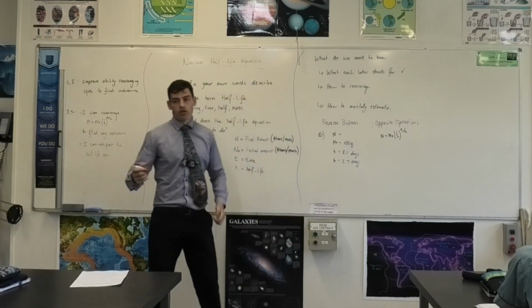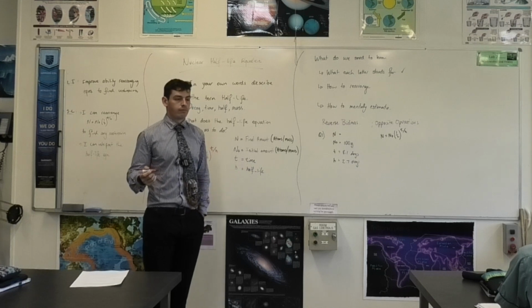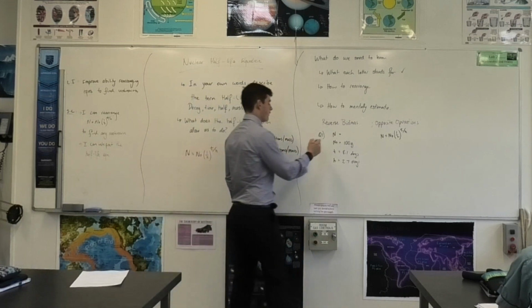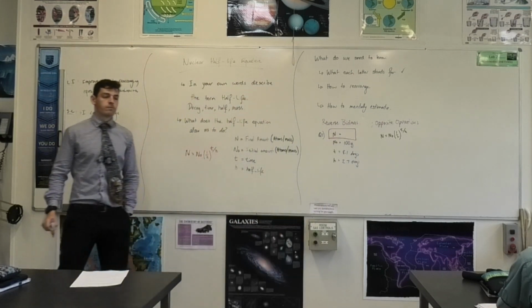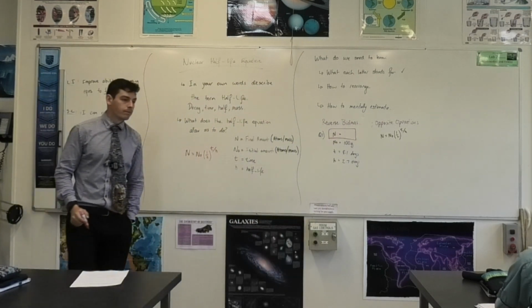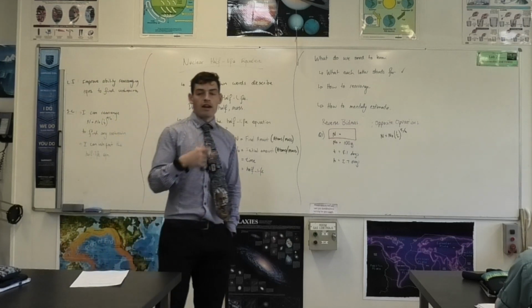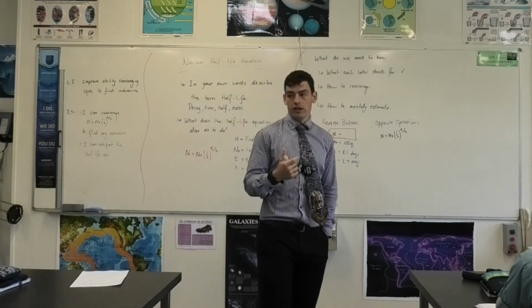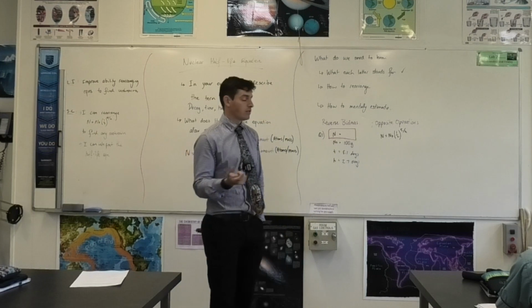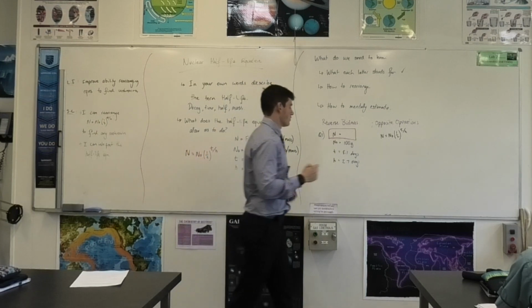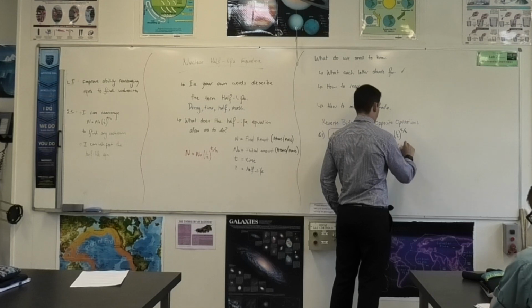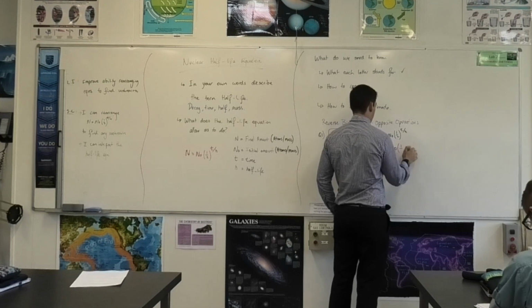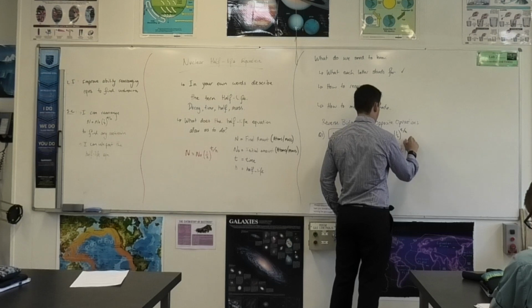So what's the variable that I want? Final amount. Do I need to rearrange this equation? No. Why not? It's already by itself and it's already on top, which is where we want it, correct? So now I just sub in my values. 100, half to the power of 8.1 over 2.7.